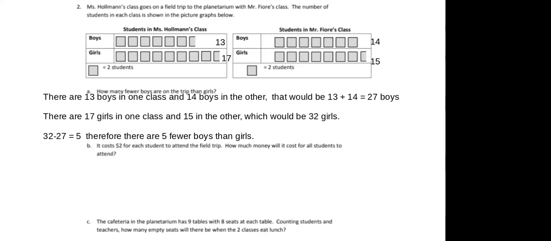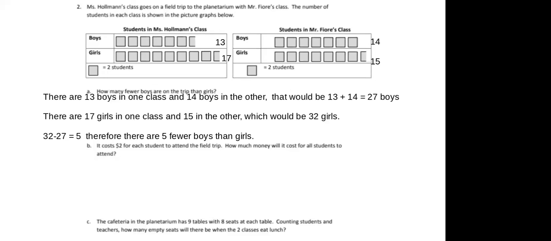All right, there are 13 boys in one class and 14 boys in the other class. So I would add those together. 13 plus 14 would be 27 boys. There are 17 girls in one class and 15 in the other. When you add those together, it would be 32. So 32 girls minus 27 boys. That means there were 5 fewer boys than girls. By looking back at the question, how many fewer boys? 5 fewer boys than girls.